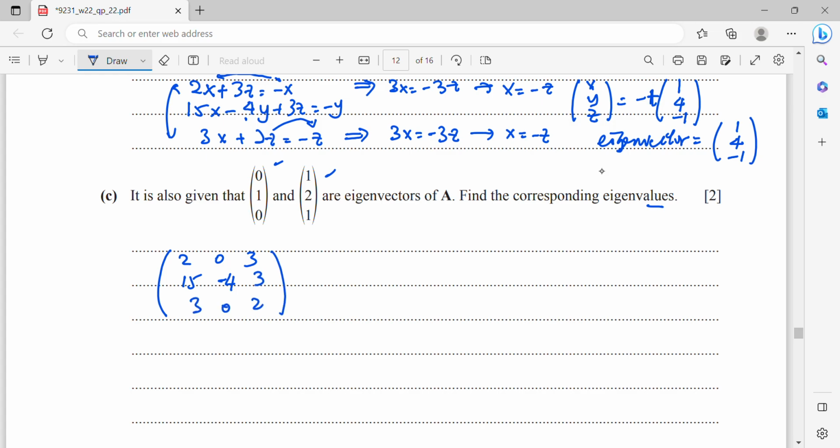Okay, this is my matrix A, multiplied by the given eigenvector, which is my AE. Then I should get lambda E as well. So now I will just do expansion, row times column. So 2 times 0 is 0. So probably you can just do step by step. Plus 0 times 1 plus 3 times 0.